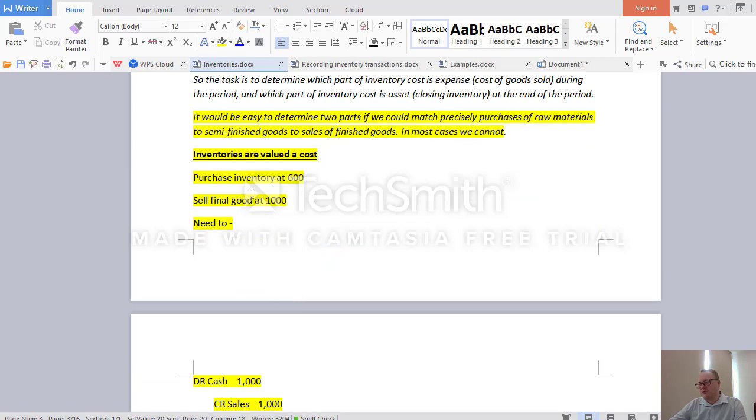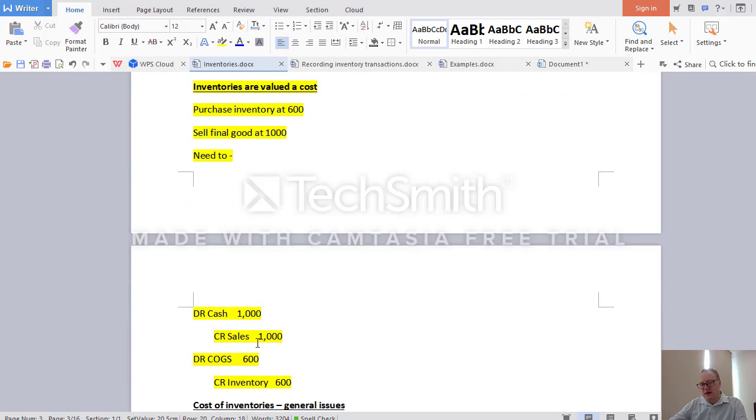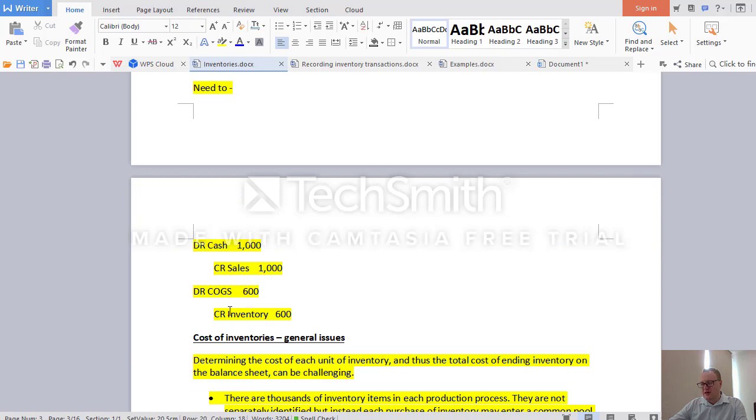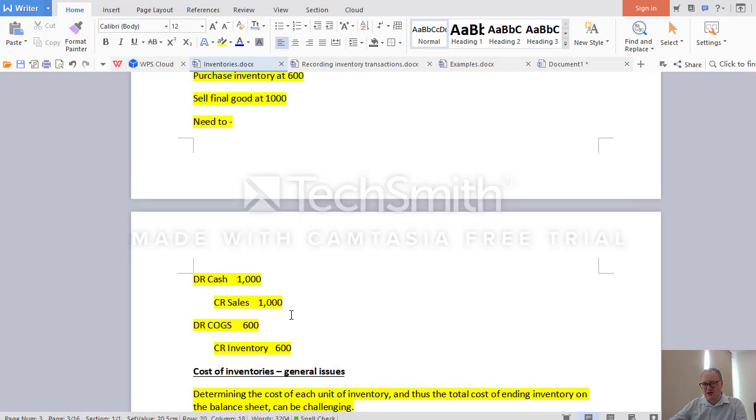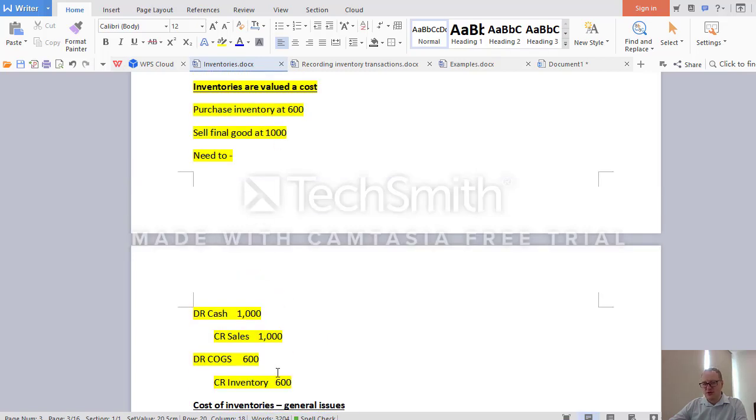For example, if you purchase some inventory at $600 and then you produce a final good and sell this final good at $1,000, then your first entry would be sales. You earn the revenue: credit sales 1,000 and debit cash 1,000. But then every time you sell a good, you need to look at what happened to inventory. In this case, inventory is decreased and COGS, since you sold the good, will increase. COGS is an expense. But importantly, here you will put the value of inventory at cost. The cost in our case was 600. Please do not put 1,000 here.